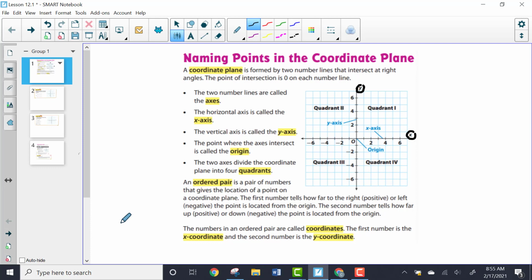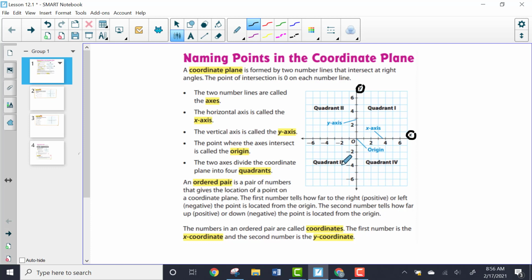So moving along with these terms, an ordered pair, I know you've learned about ordered pairs in previous grades, but an ordered pair is a pair of numbers that gives the location of a point on a coordinate plane. The first number tells how far to the right or left the point is located from the origin. So you always start on the x-axis, either move to the right or the left on the x-axis. Then the second number tells how far up or positive or down negative the point is located from the origin. So you always start on the x-axis and then move either up or down based upon a positive or a negative number.